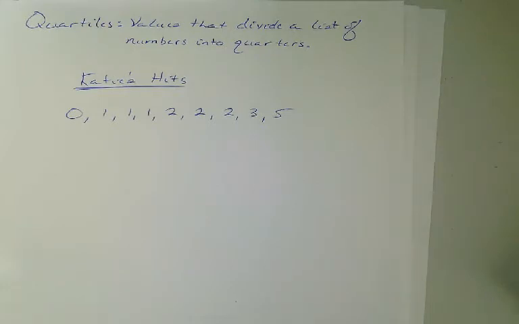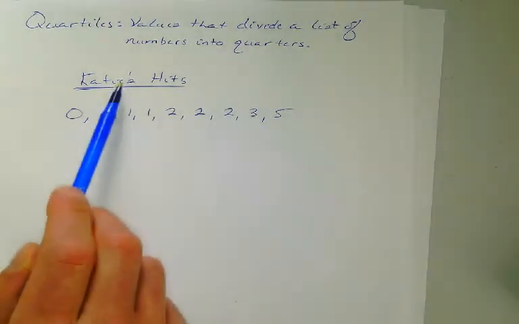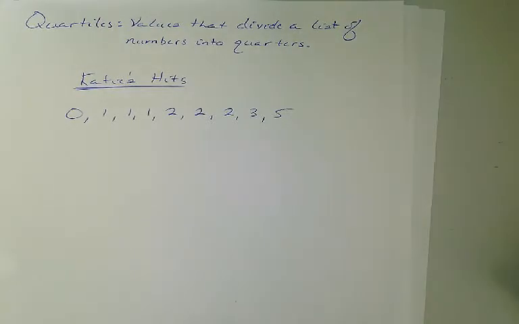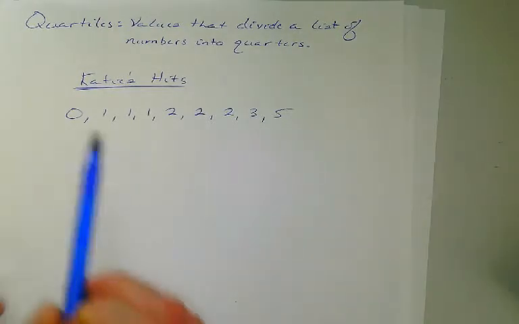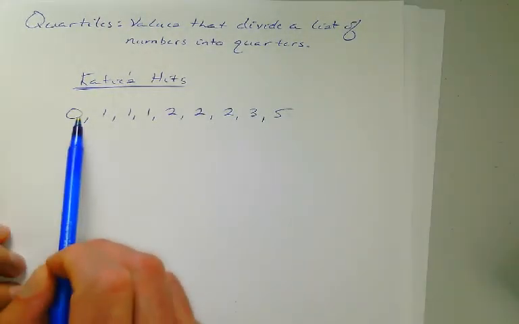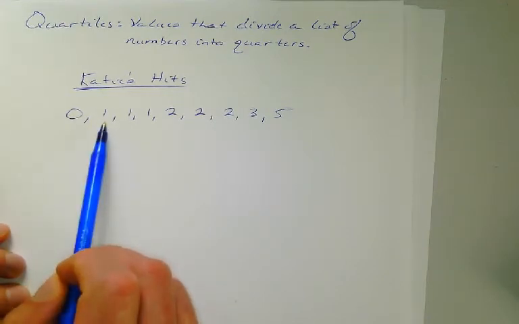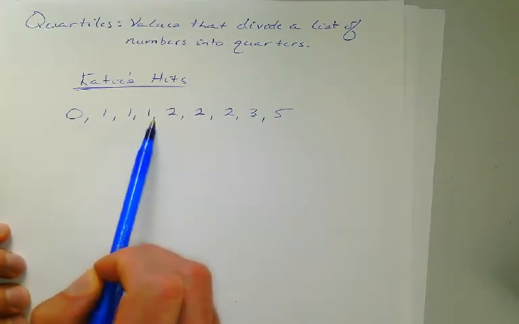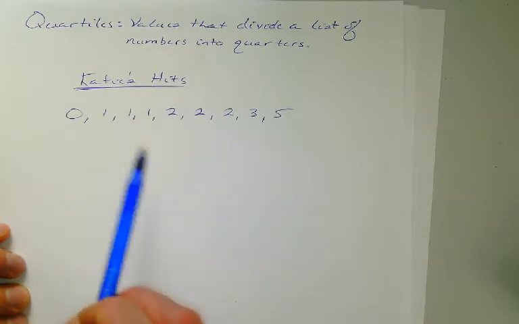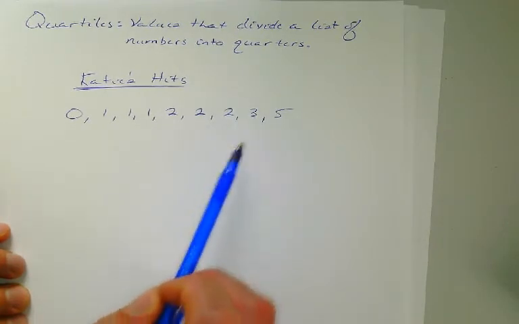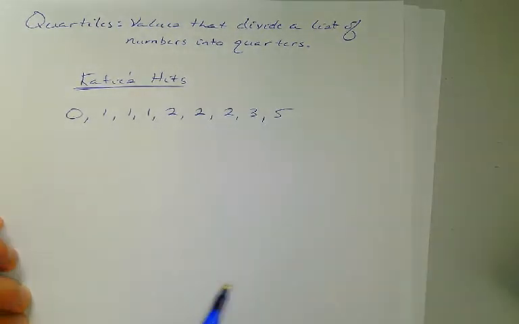All right, so let's look at some data. We've got Katie's hits. Katie plays softball or baseball, and we have 9 games. She has a game where she has 0 hits, 3 games where she has 1 hit, 3 games where she gets 2 hits each, a game where she has 3 hits, and a game where she has 5 hits.